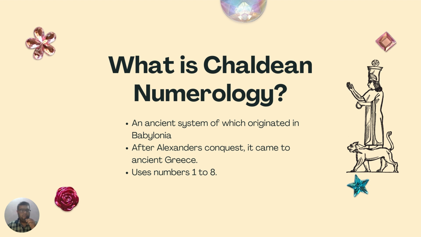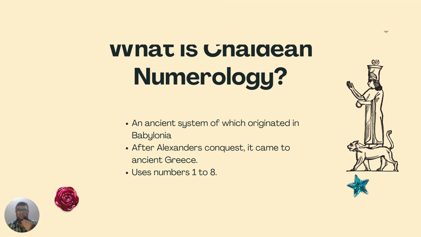In this system, we use numbers 1 to 8. The number 9 in the system of Chaldean numerology is considered sacred and is kept separate. And in Chaldean numerology, there are also other numbers like 11, 22, and 33, which are considered master numbers or sacred numbers.